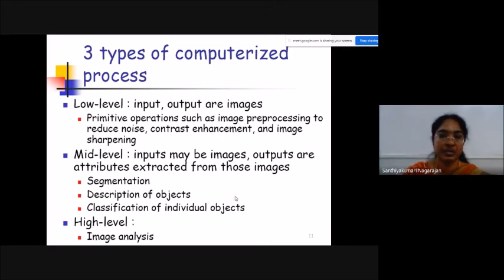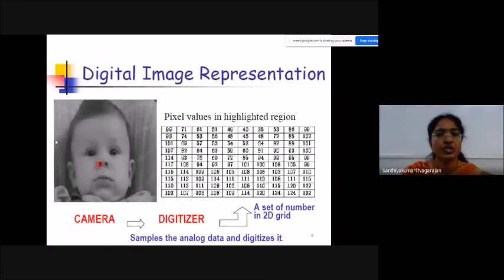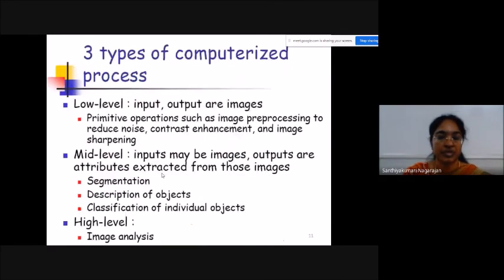For example, consider an entire baby face in an image. We are very much interested in knowing the information present in the nose part of the baby. That is what I want to convey here. The inputs may be images for the mid level, but the outputs, the attributes, are extracted from this entire baby face. The small part of the nose of the baby is considered for analysis. Such parameters and attributes are what you expect from a segmentation process, or description or classification of objects.